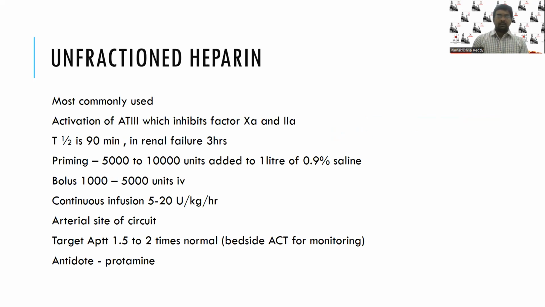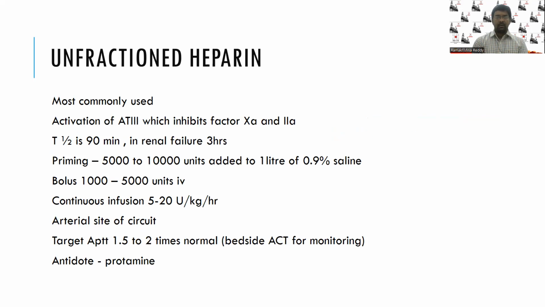So coming to unfractionated heparin, it is the most commonly used drug and most widely available. How it prevents clotting is by activation of antithrombin 3, which in turn inhibits factor 10A and 2A. So unfractionated heparin is an indirect inhibitor of factor 10A, which acts by activation of antithrombin 3. It has a half-life of 90 minutes, but in case of renal failure, the half-life is prolonged to 3 hours.